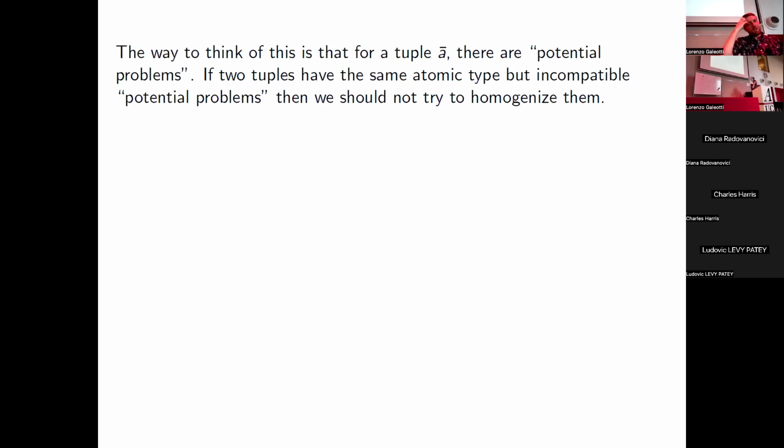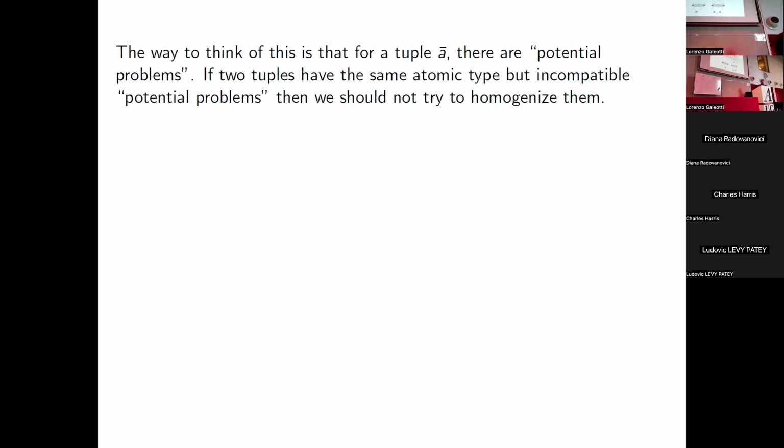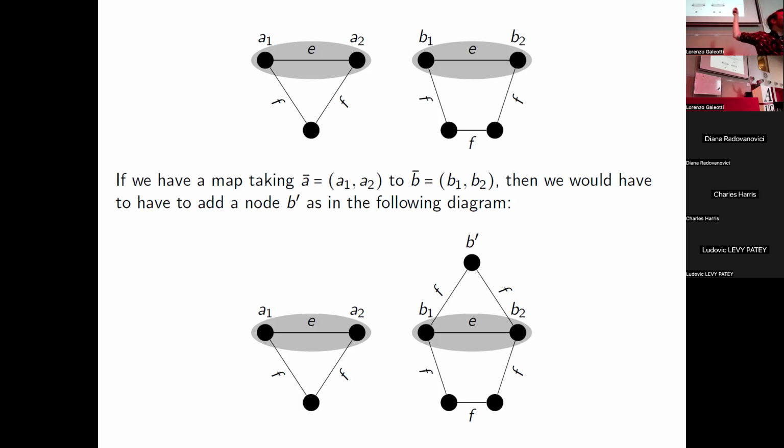So you could think basically that for a tuple, there are these potential problems. So this is some potential problem. It's not currently a problem, but it could be a problem. This has a potential problem, not currently a problem, but could become a problem. And we should really think that these two elements shouldn't be amalgamated because they have incompatible potential problems. So we should only amalgamate things that have exactly the same potential problems.